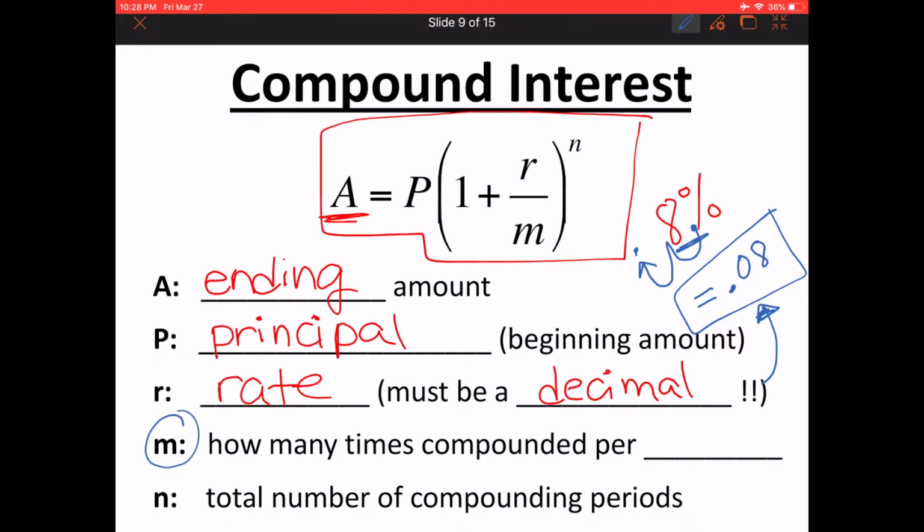The letter M over here represents how many times you are compounded per year. And the directions will tell you it is compounded daily, it is compounded weekly, it is compounded monthly, okay? And the letter N represents the total number of compounding periods. So total, because if you are compounding for 1 year, you're going to have a lot less than if you compound for 10 years. And let's look at our first example here, and that way we can clarify some of these as well.